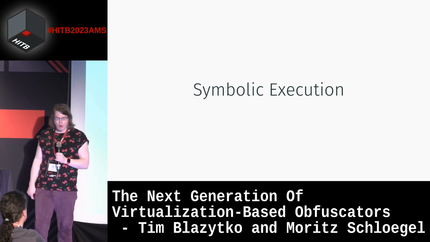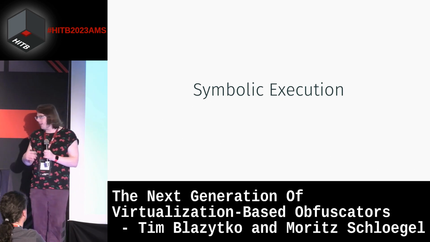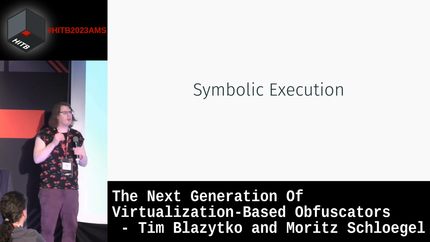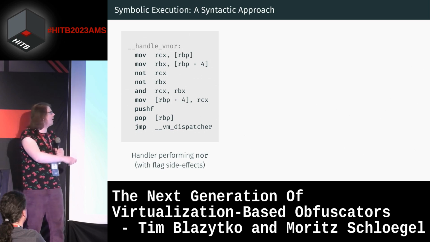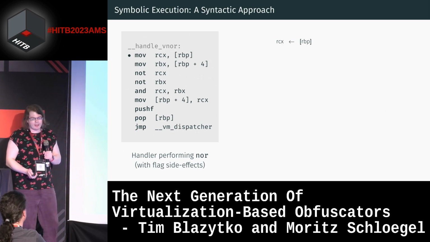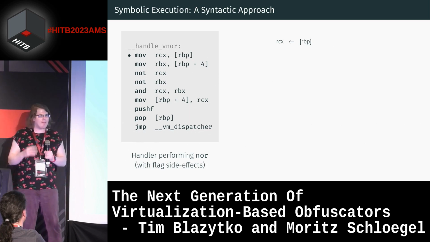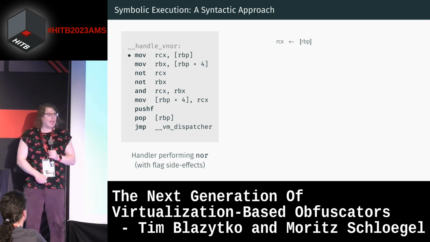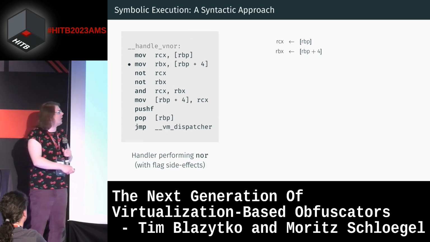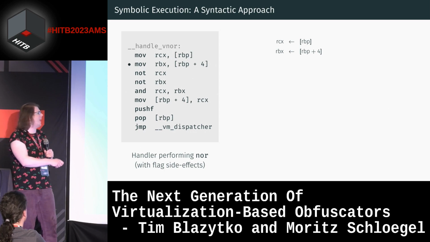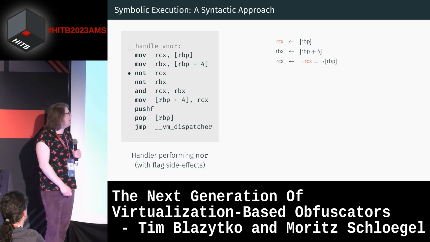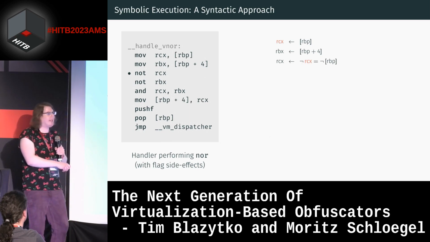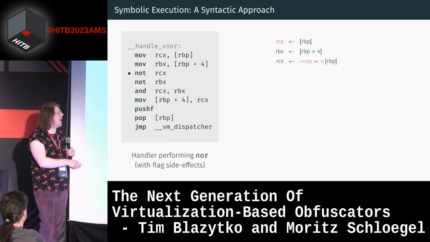Another technique is known as symbolic execution. Symbolic execution is some kind of computer algebra system for assembly code. So, if we have a piece of code here, what we would do in a symbolic way is execute instruction by instruction and propagate their symbolic values. Like we have the memory cell RBP, which is then stored into RCX. And RBP plus 4 is stored into RBX. Then we perform a NOT of RCX, where we know that RCX is just RBP. So this NOT RCX becomes NOT RBP.